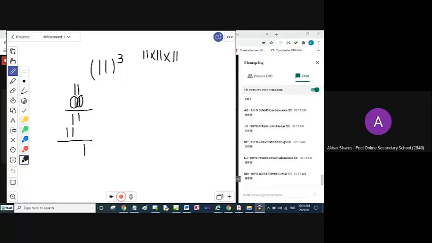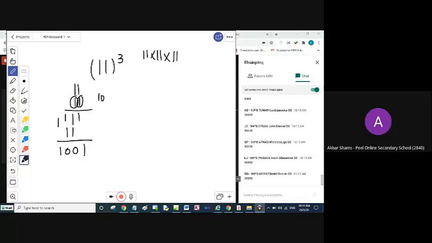So I get 1. 1 plus 1 is 2. 2 in binary is 10. So this becomes 0 and then 1. 1 plus 1 again is 2. 2 in binary is 10. So 0 and then 1, and then 1 comes down.